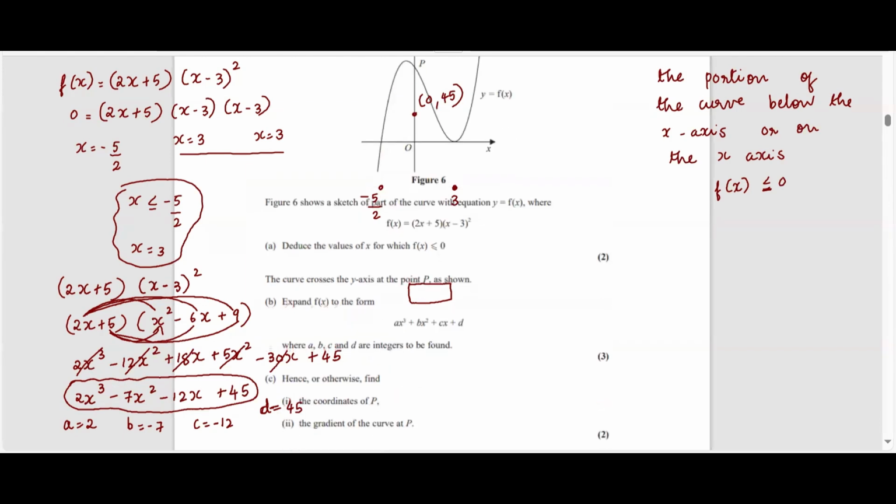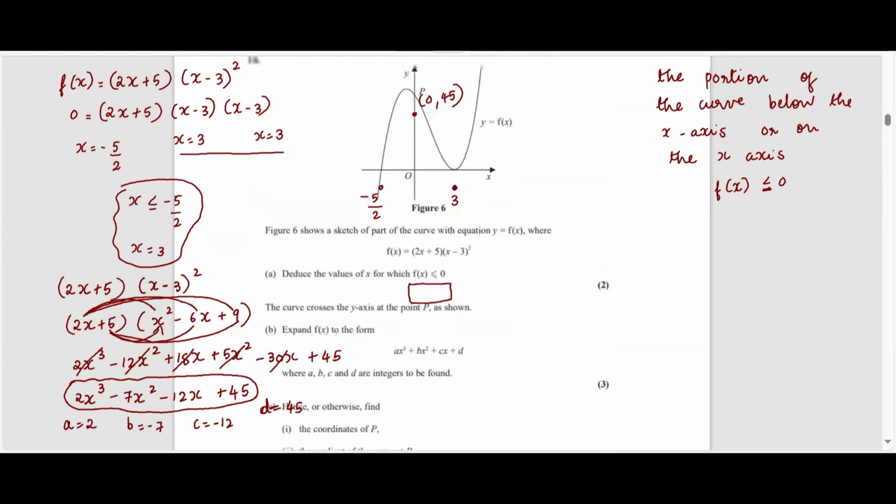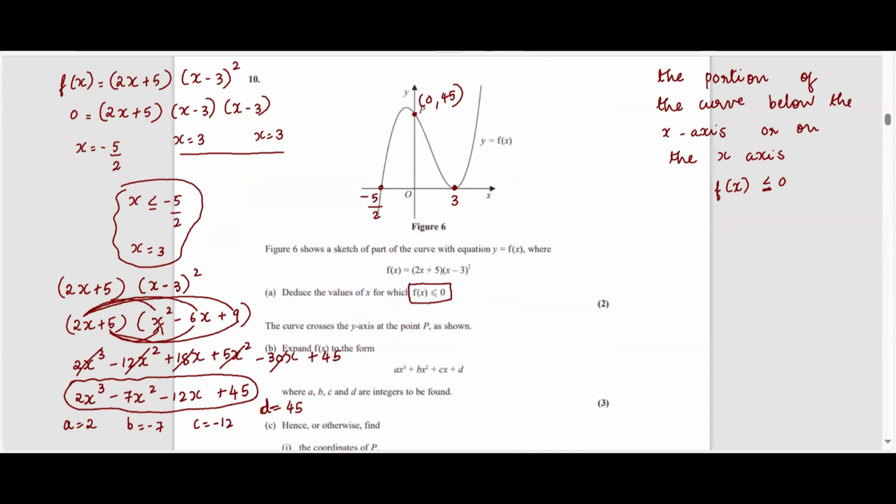Now, we need to find out the gradient of the curve at P. So, how do we find out the gradient of the curve at P? Gradient is found by finding the derivative of the function. The function is 2x cubed minus 7x squared minus 12x plus 45. If I find the derivative, 2x cubed becomes 6x squared, 7x squared becomes 14x, minus 12.